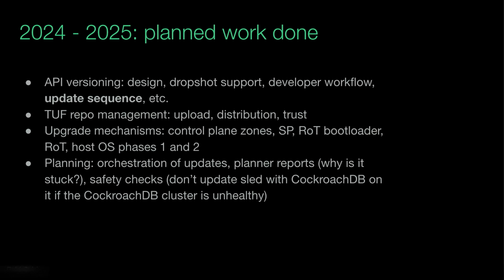So I'm actually going to start with the third bullet here, which is upgrade mechanisms, because this is probably what people think of as all of upgrade. We need physical mechanisms inside Nexus to be able to update every control plane zone, any service processor, any root of trust, its bootloader, host OS phase 1 and phase 2. Fine. We got to go do all those mechanisms. Every one of those comma-separated items is like a person doing a month of work, basically.